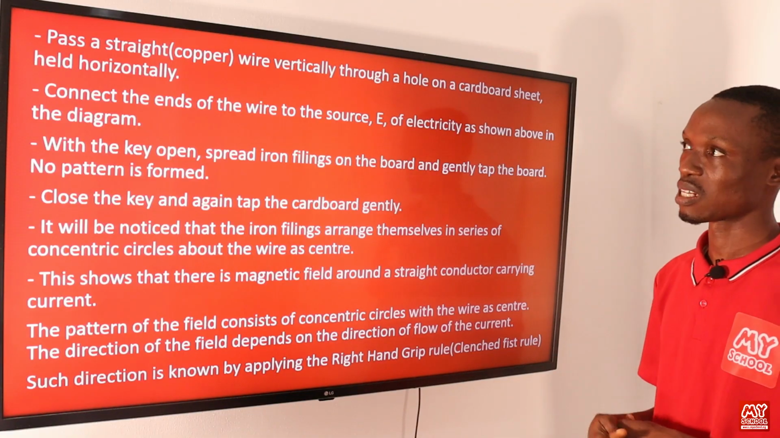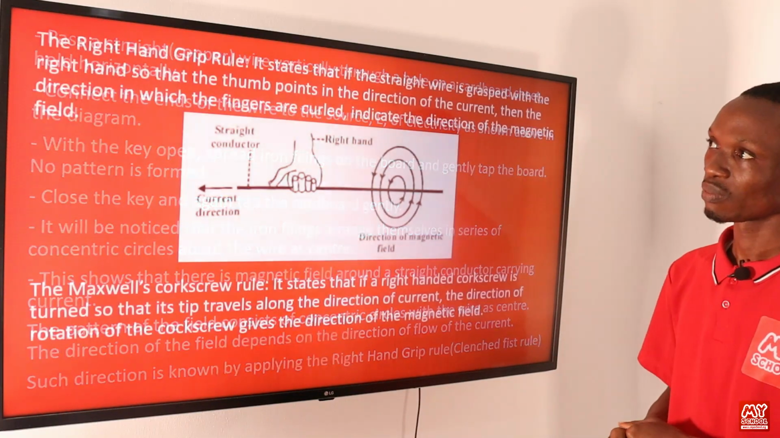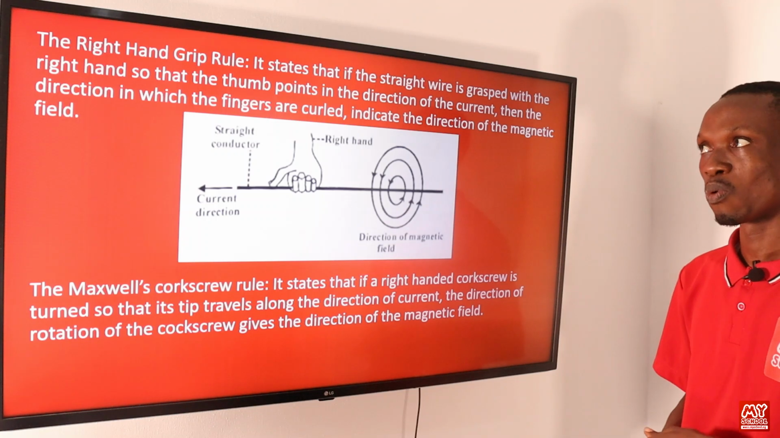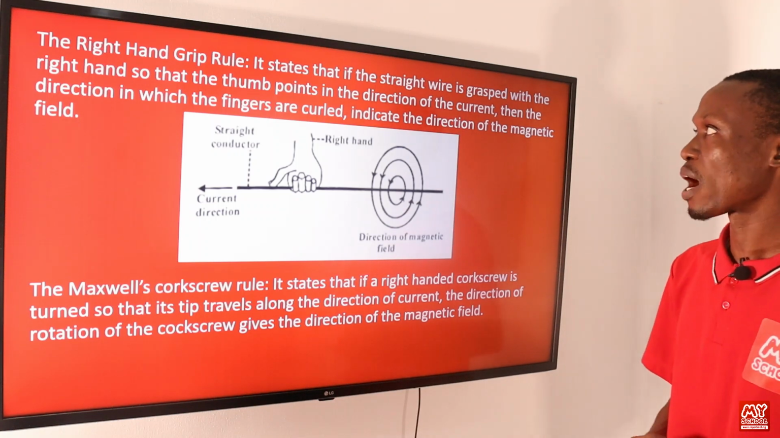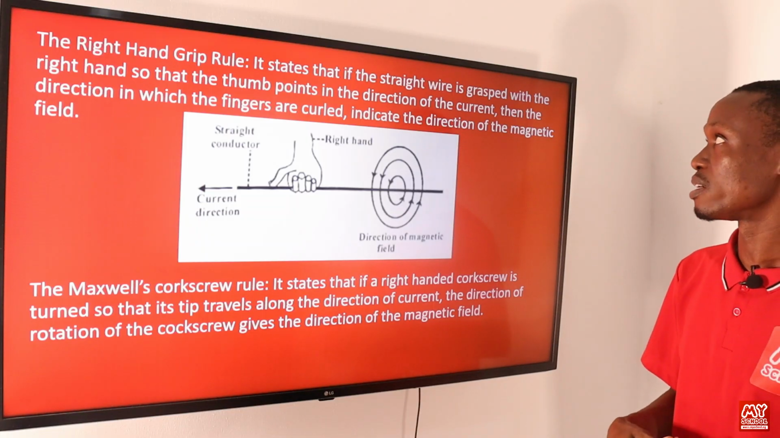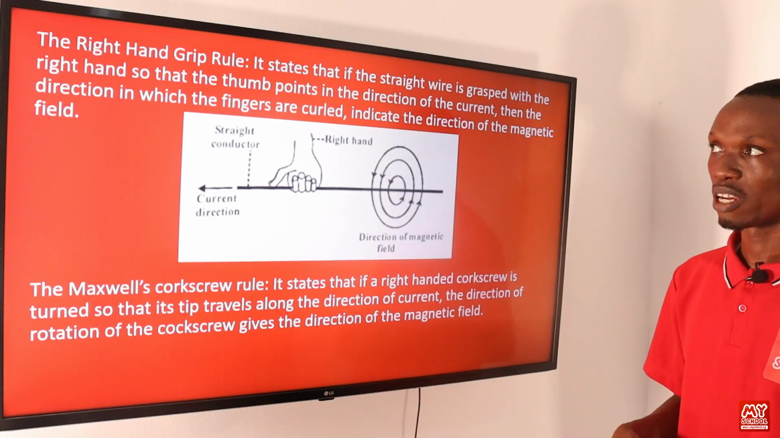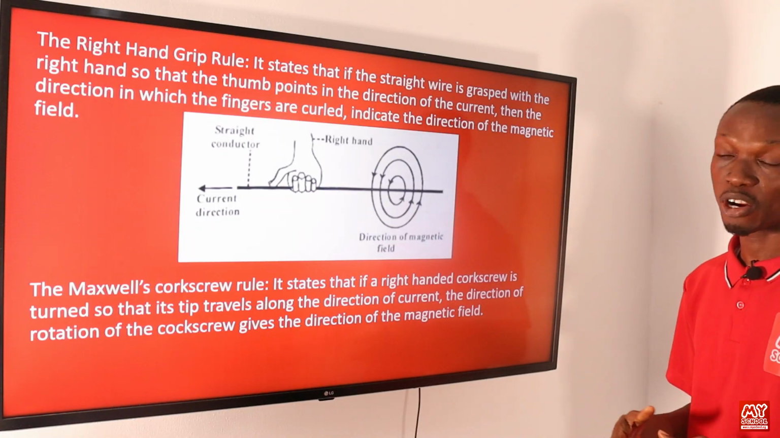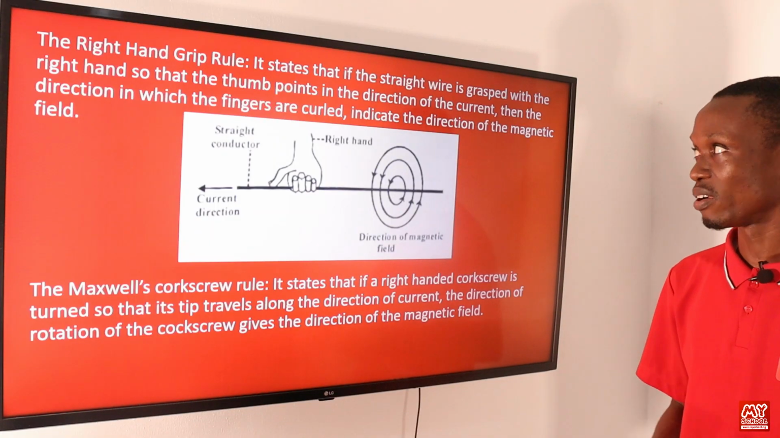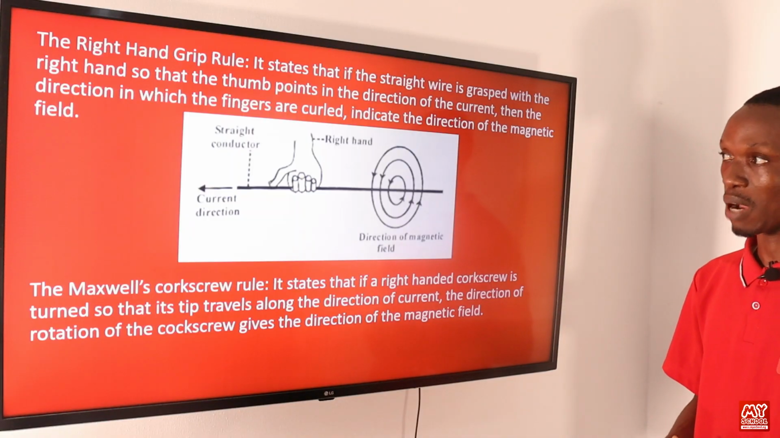So let's move to the next slide to state this rule. The right hand grip rule, or the clenched fist rule, states that if the straight wire is grasped with the right hand so that the thumb points in the direction of the current, then the direction in which the fingers are coiled indicates the direction of the magnetic field.